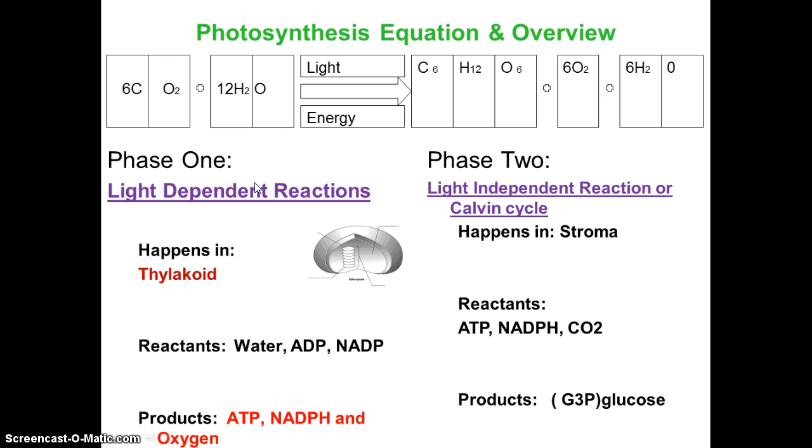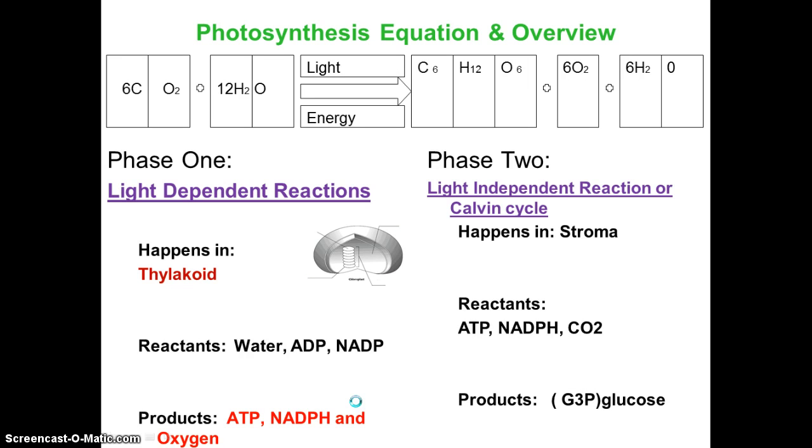Now basically there are 2 phases. The first phase is called the light dependent reaction, and this happens in the thylakoid disc. What do you need? You need water, ADP, the precursor to ATP, and NADP, our electron carrier. And at the end, we make ATP, NADPH, and oxygen, our waste product. And this is what goes out of the plant.